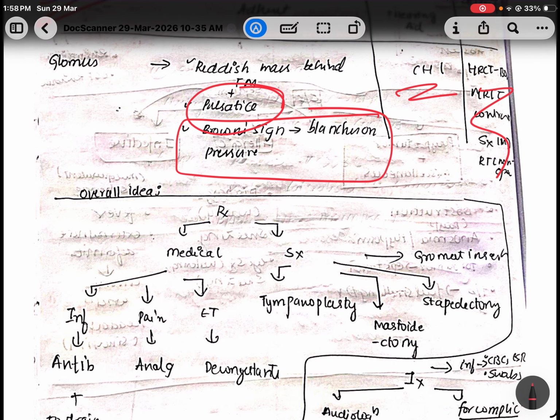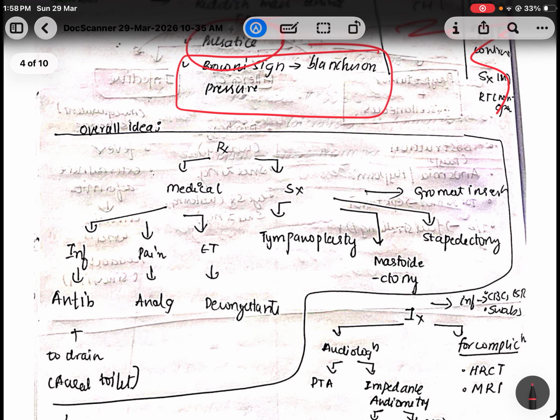Then I will talk here about the overall idea of treatment. Again, I will discuss something at the end. Please stay till then, because if everybody is writing the same thing, then what is the true differentiator between you and the rest of the people is what I will be discussing at the end. So make sure you wait till then.